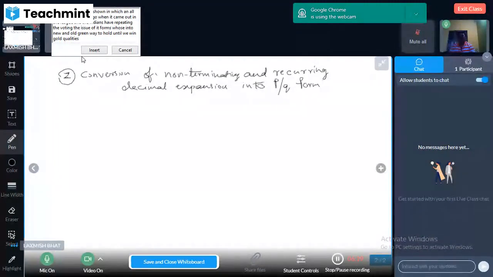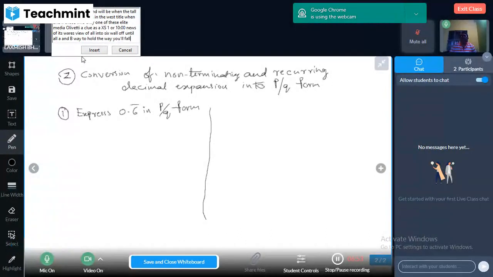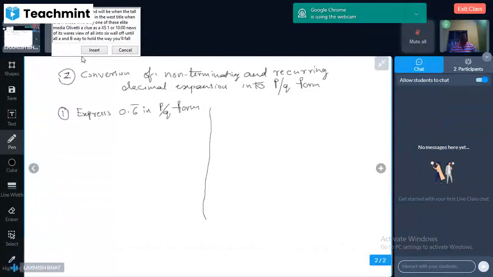Here we have three possibilities. In the first example, let us discuss only one term repeating or recurring. The question is like this: express 0.6 bar in P by Q form. So here 0.6 bar means 6 is a recurring digit.